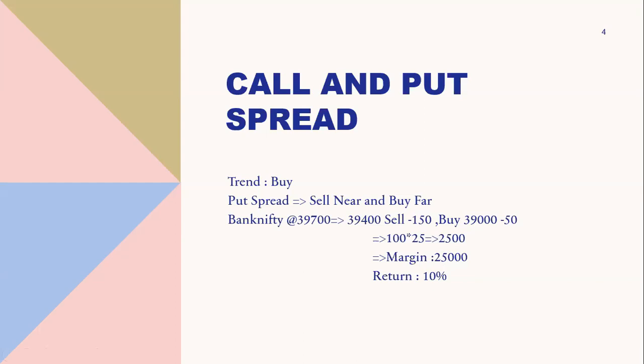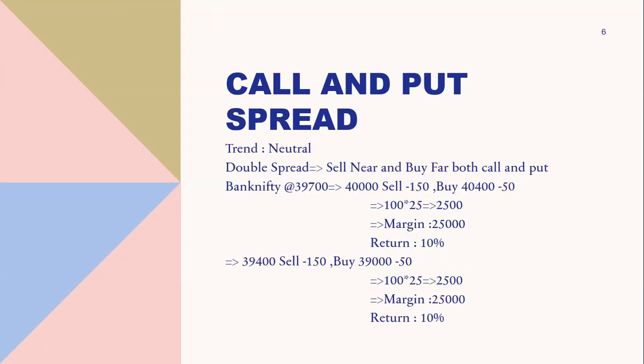Same for the sell side. If the market is falling, what we have to do? We have to do the call spread: sell in the near OTM, buy in the far OTM. If the market is neutral, sell both sides. We have to do a double spread, both on the call side and the put side.